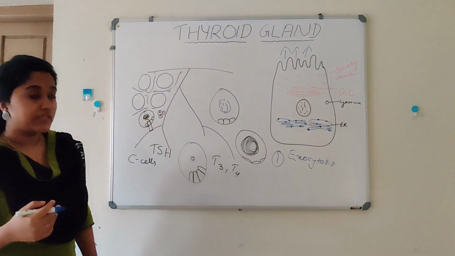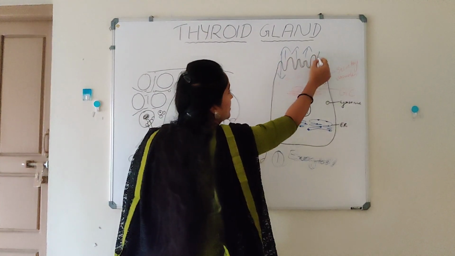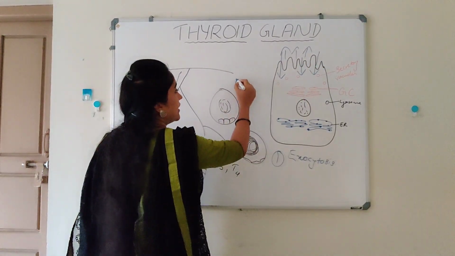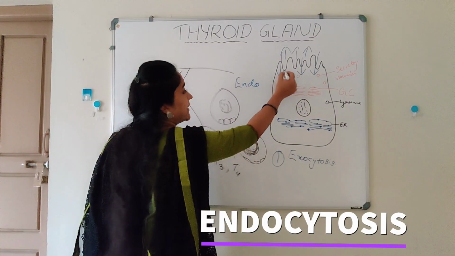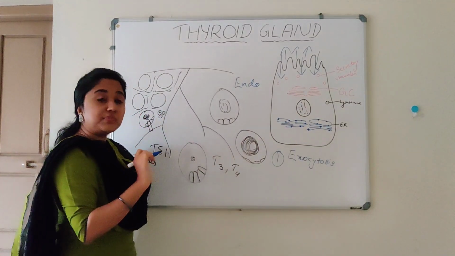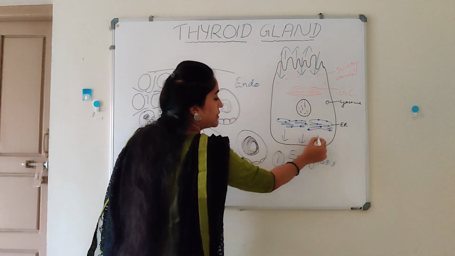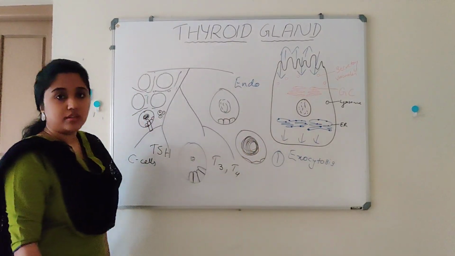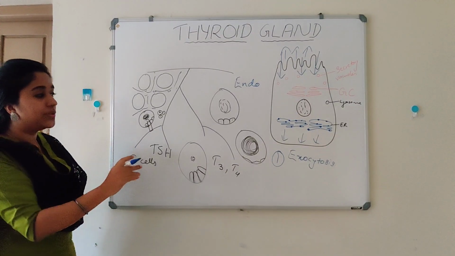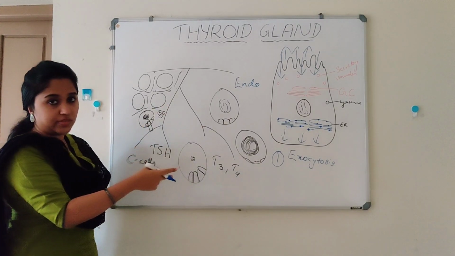Whereas in the second phase, this iodinated thyroglobulin re-enters the thyroid follicular cell. This is known as endocytosis. And then this iodinated thyroglobulin is acted upon by enzymes released by the lysosome, and then T3 and T4 are produced, and these are released into the blood. So that's how thyroid hormone synthesis takes place. That is, it takes place through two phases, that is exocytosis and endocytosis.